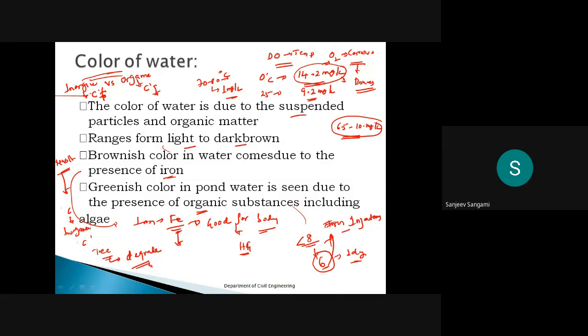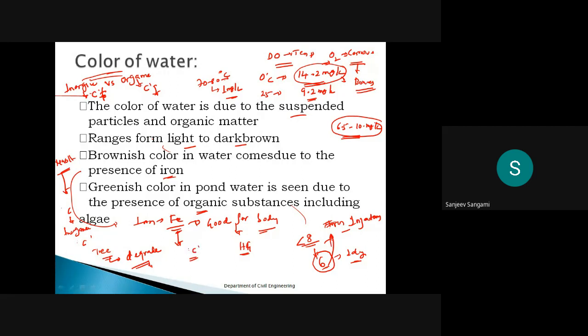So the major classification: if carbon is there in the structure, it is organic. If carbon is not there, it is inorganic. For example, NaOH is inorganic. Organic substance means, for example, a dead tree or a dead leaf in the water, because all trees and leaves consist of carbon in their structures.